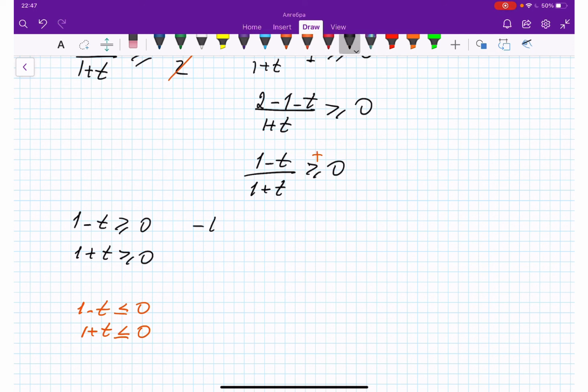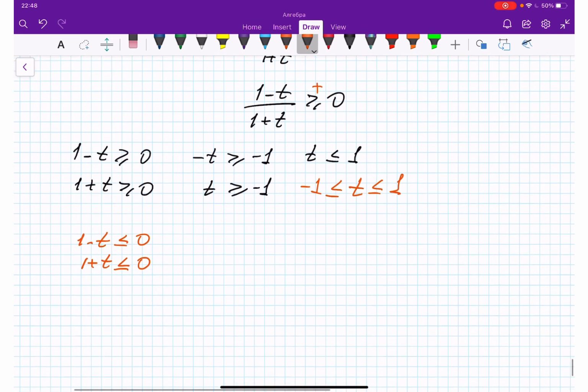Okay, so what do we get here? In this case, we are getting negative t greater or equal to negative 1, and t is less or equal to positive 1. And this one, t is greater or equal to negative 1, and the answer here is going to be t greater or equal to negative 1 and less or equal to positive 1. Now let's do the second case. We are getting negative t less or equal to negative 1, and t is greater or equal to positive 1. And for the second case, we are getting t less or equal to negative 1.